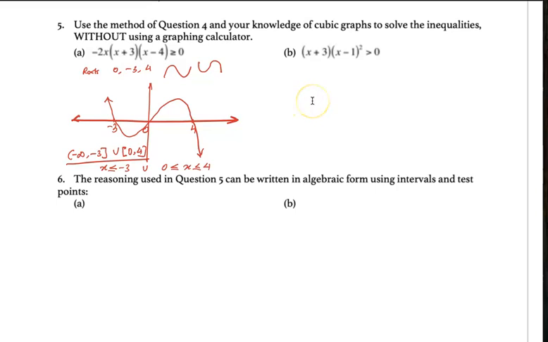So there's a cut at minus 3, and it bounces at 1. So root minus 3, bounce at 1. And it's positive, so it starts from the bottom. So it cuts at minus 3.